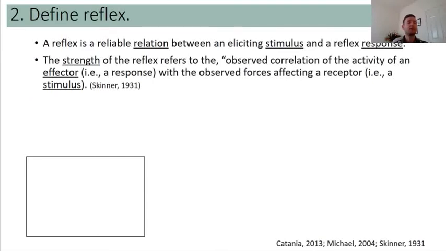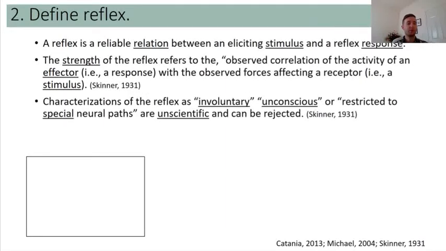In other words, a reflex is strong if a particular stimulus reliably and consistently evokes a response. Now, characterizations of the reflex, such as involuntary, unconscious, or, and this is an older characterization, restricted to special neural paths, are unscientific and we can reject them. That's what Skinner said. We don't need to characterize a reflex that way because it will, as you will see, be sufficient to just characterize the reflex as the relation, and specifically a reliable relation between an eliciting stimulus, i.e. an antecedent, and a reflex response.